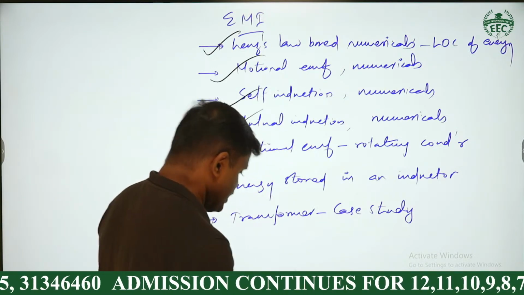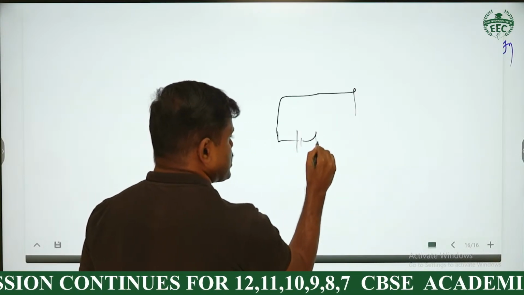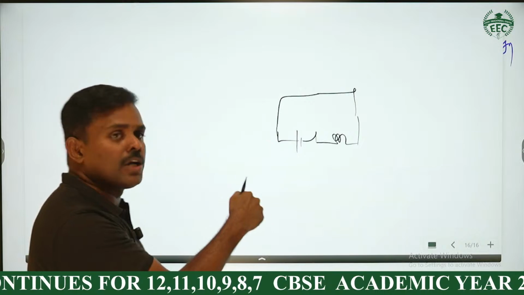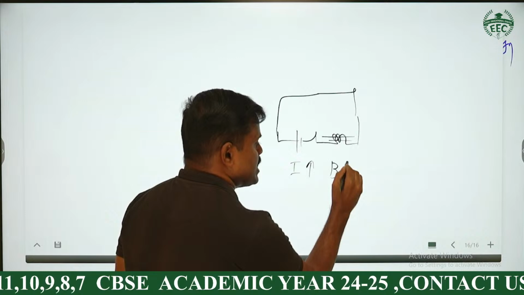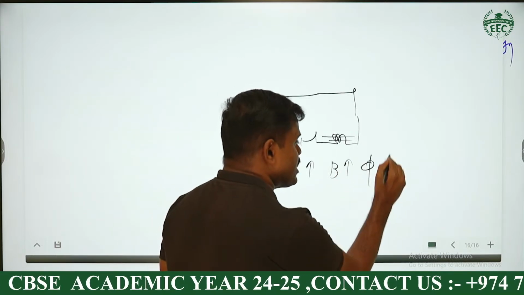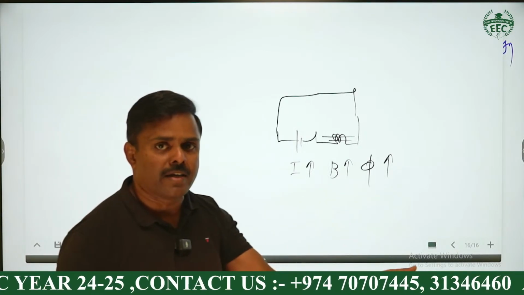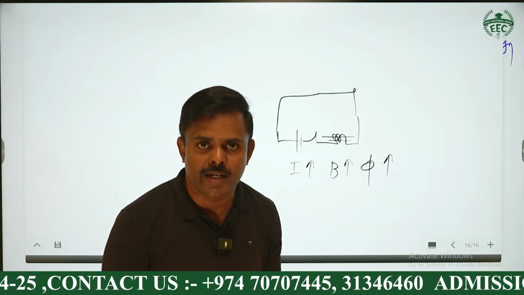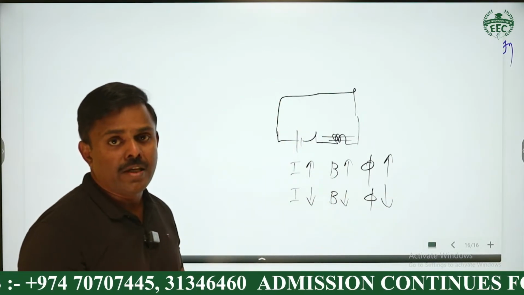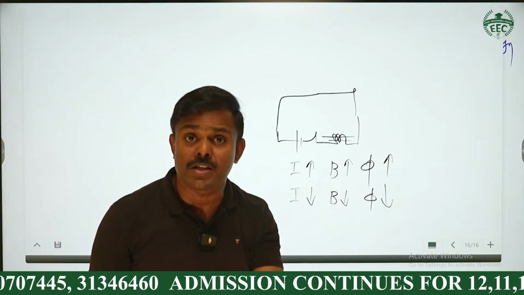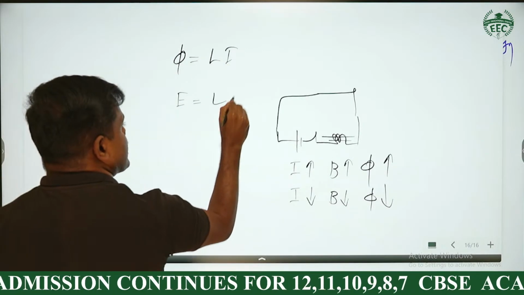Do you know what self-induction is? Look at this: I have a coil, a cell, and a switch. What happens when you switch it on? The current starts to increase. When the current increases, the magnetic field increases, and when the magnetic field increases, the flux increases. Let us trust Faraday. Faraday says that when flux changes, EMF is developed. When you switch it off, the current decreases, the field decreases, the flux decreases, and EMF is developed. So EMF is developed whenever there is a flux change. This phenomenon is called self-induction. There are 2 equations here: phi is equal to Li, and E is equal to minus L into di by dt.